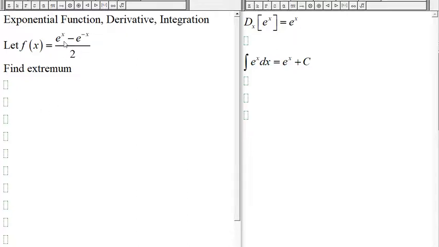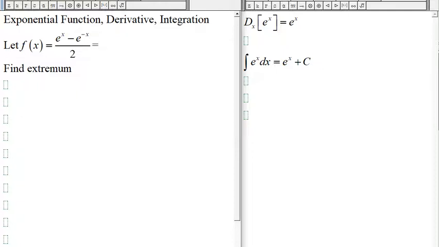Here we have the function e to the x minus e to the negative x, and we want to find extremums, meaning find maximum or minimum, if there are any. And so to get the extremums, first we need to find the derivative and then find the critical numbers, and then from there we would find extremums.